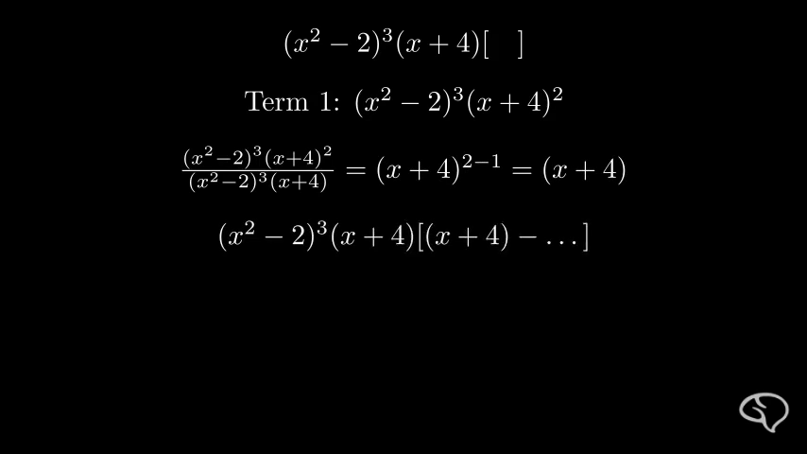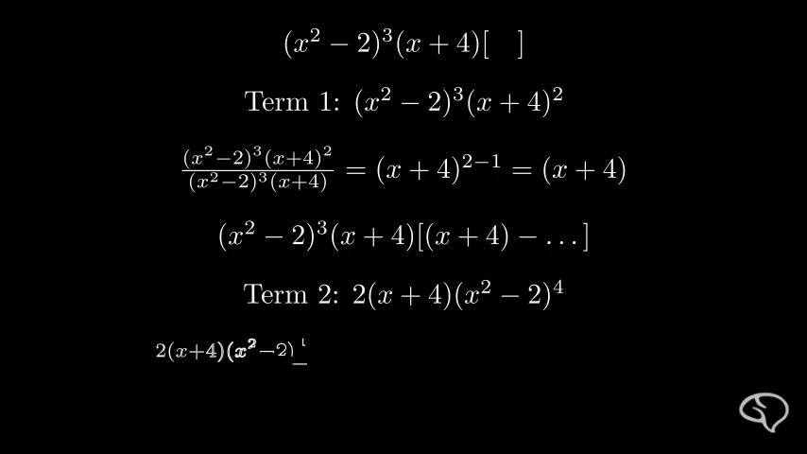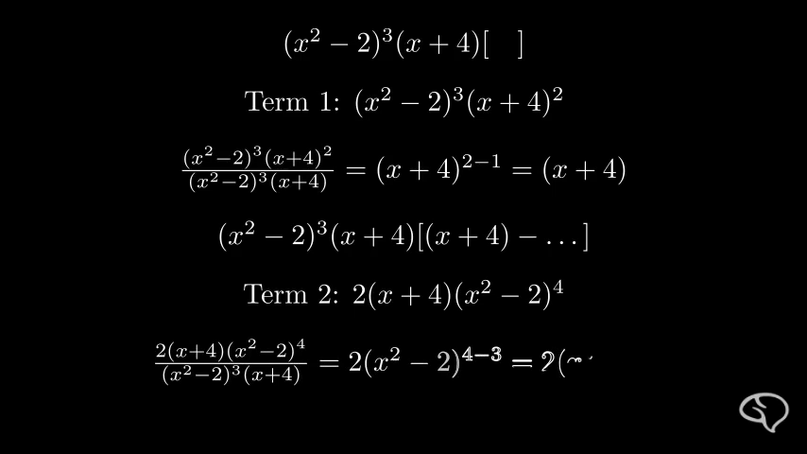Now for the second term. Remember the minus sign in the middle? The second term is 2 times (x + 4) times (x² − 2)⁴. We divide this by our GCF. The 2 remains. The x + 4 terms cancel out. For the x² − 2 terms, we have a power of 4 divided by a power of 3, which leaves us with a power of 1.